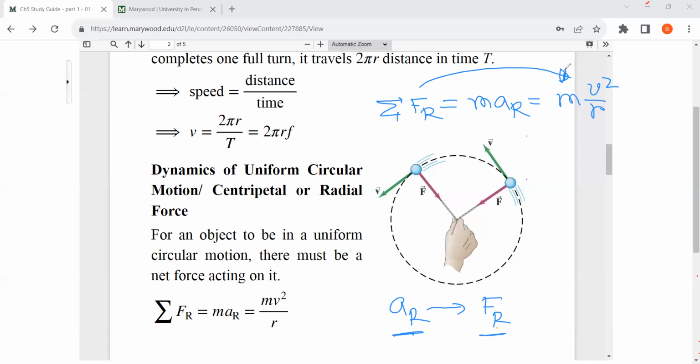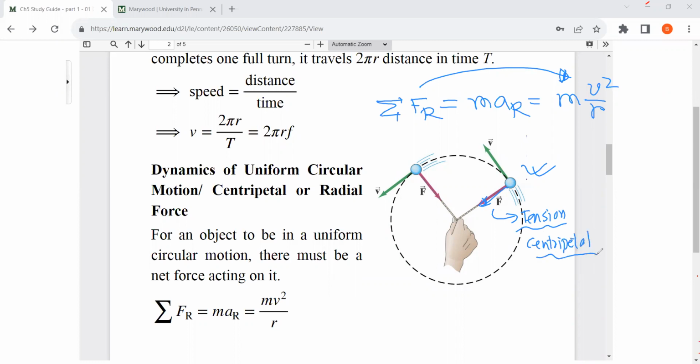Now, it's not a special force, it's basically the sum of the forces, the net force whose direction is toward the center of the circular path. It could be the tension force. For example, in this picture, when you tie a small mass to a string and rotate it in a circular path, this force is basically the tension force. So this tension force here is the centripetal force.